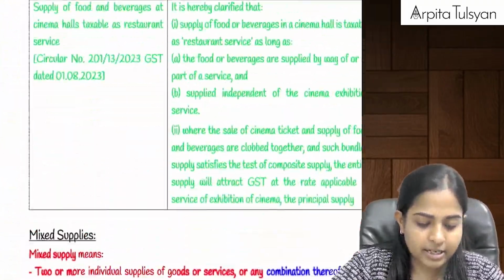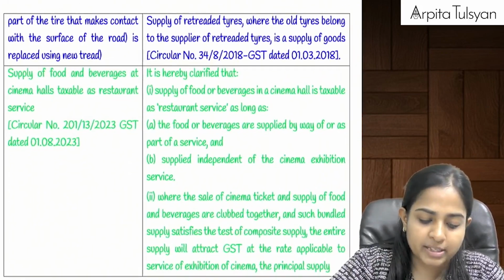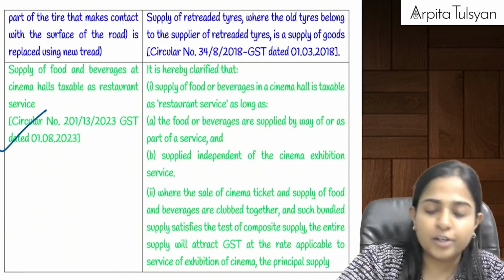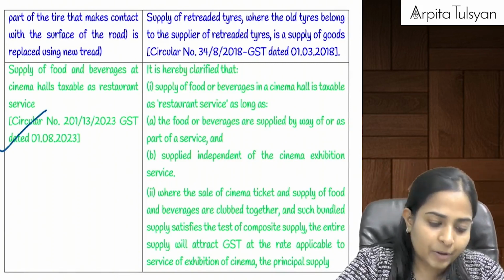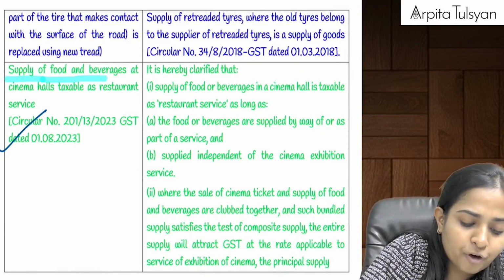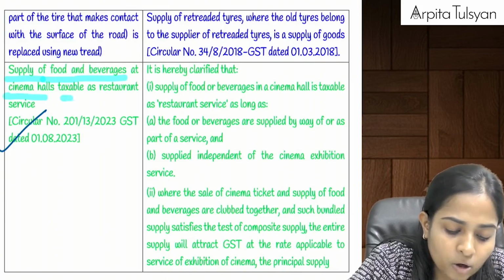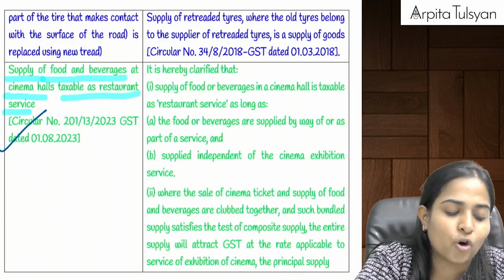In your composite supply. Now they had come up with a particular circular where they said that supply of food and beverages at cinema halls is taxable as restaurant service.